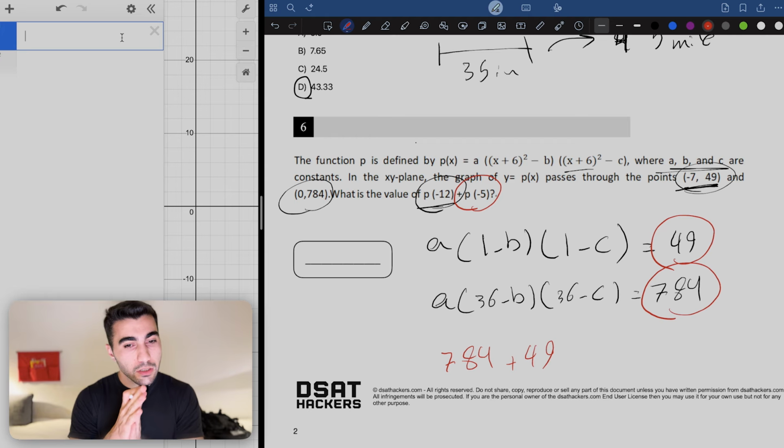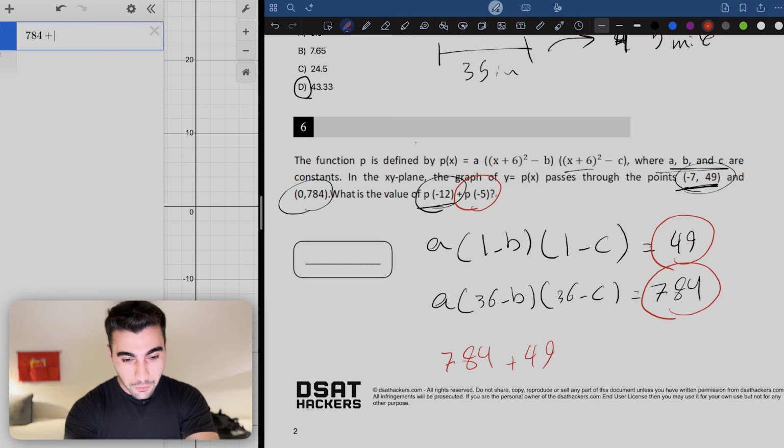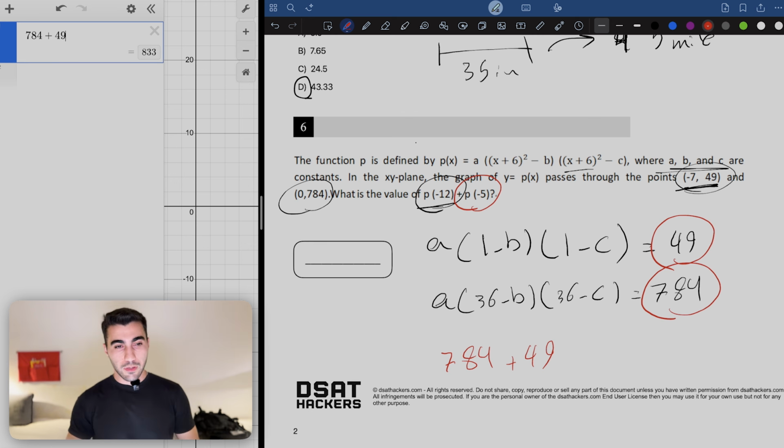Sometimes you unlock the question by just doing the first one to two steps and then you see, oh, that's how you do the question. At the beginning you have no idea how to do the question. You just do some stuff. You just do the first step, the second step. You just use what is given to you. You plug them into the function and then you realize, oh, now it makes sense. This is how we do the question, right? So 784 plus 49 is 833. That is the answer. 833 for this question.